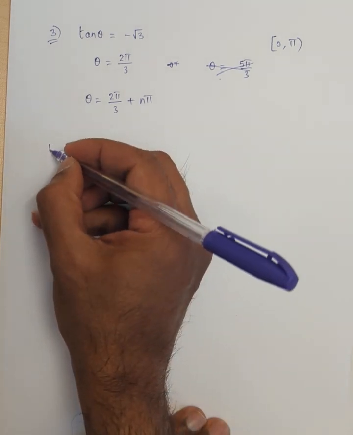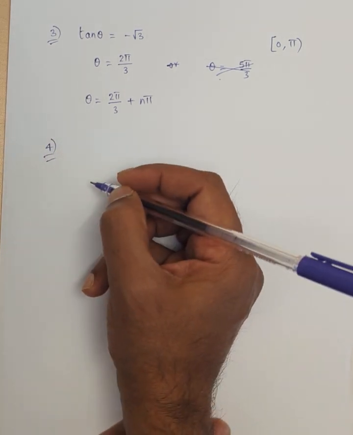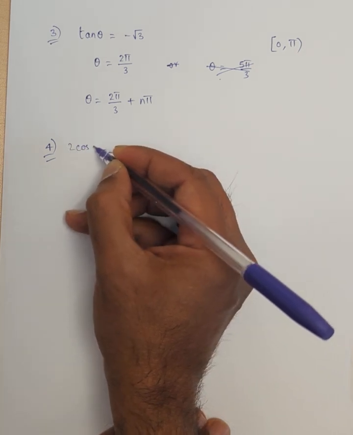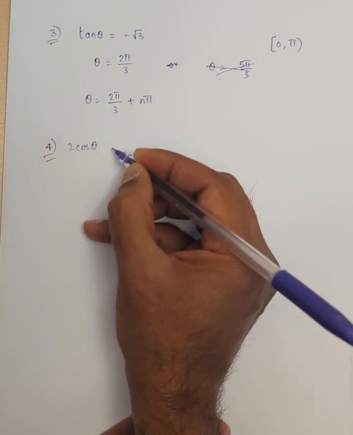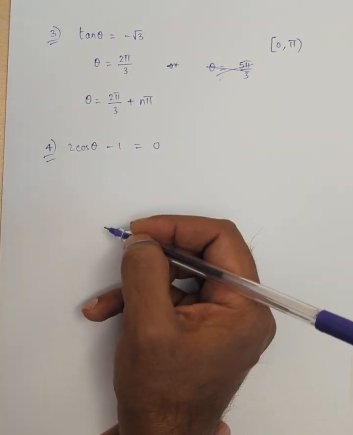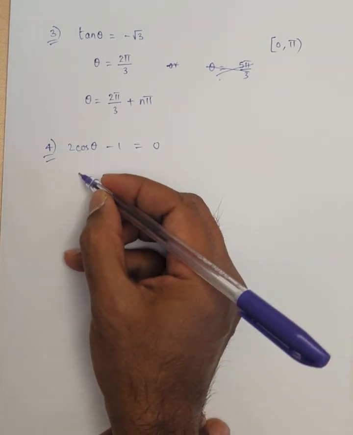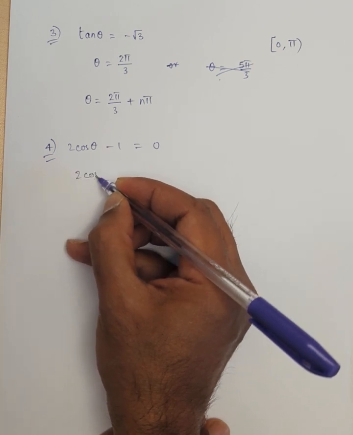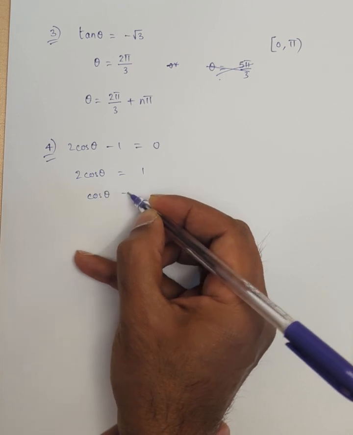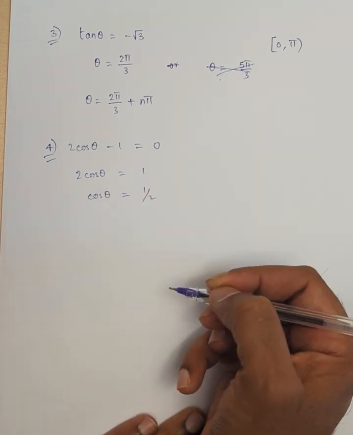Now, sometimes you may have to do a little bit of algebra before. So say, sometimes it may say 2 cosine theta minus 1 equal to 0. So in that case, you add 1 on both sides first. So 2 cosine theta equals 1, and then divide both sides by 2. You get cosine theta equals half.